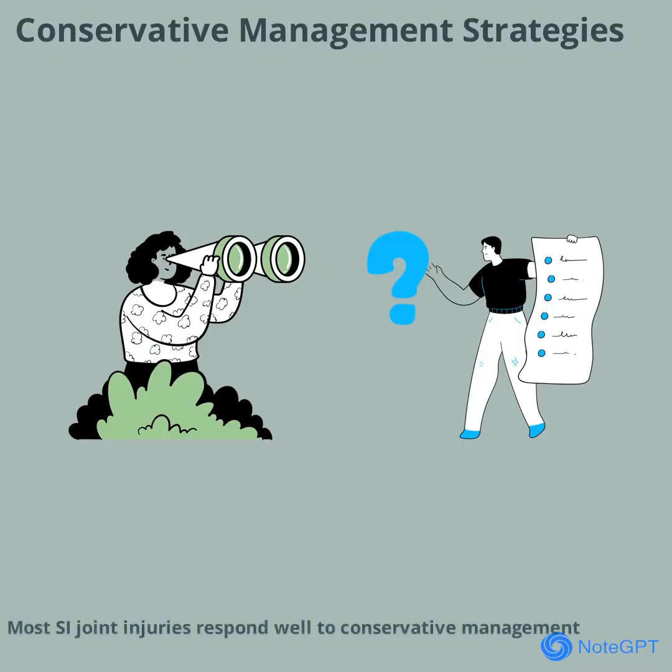Most SI joint injuries respond well to conservative management. First-line treatments include nonsteroidal anti-inflammatory drugs, NSAIDs, for pain and inflammation, along with targeted physical therapy to strengthen core and pelvic stabilizer muscles. Pelvic belts or braces may provide temporary support, especially in pregnancy-related cases. Patient education on posture, lifting techniques, and weight management is also crucial. These strategies not only relieve symptoms, but also help prevent recurrence.